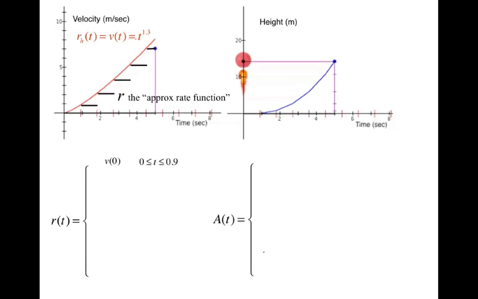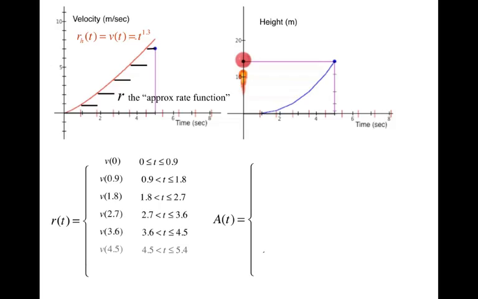So what will the next constant rate be? V of 0.9. So for the second interval, we want the constant rate that's the exact rate at the beginning of the interval. V of 0.9. And so on. That's good.